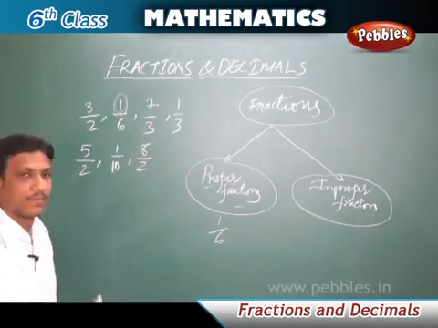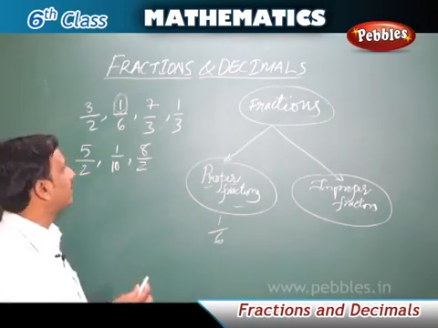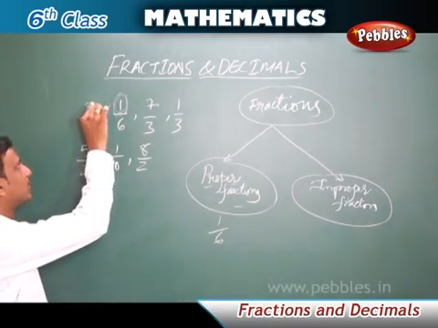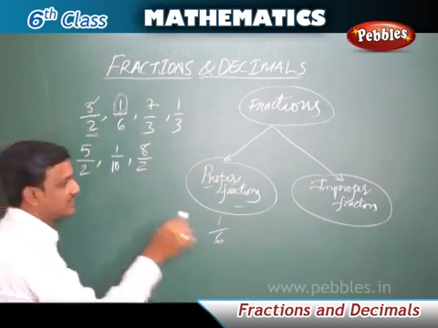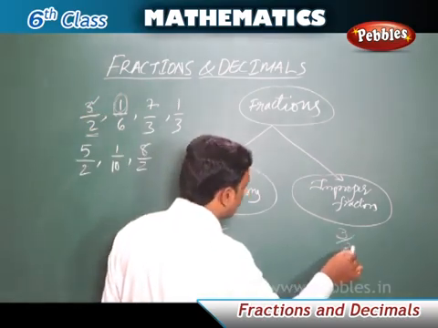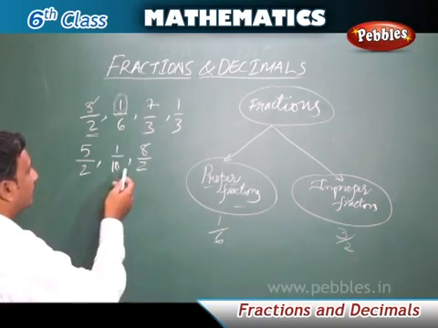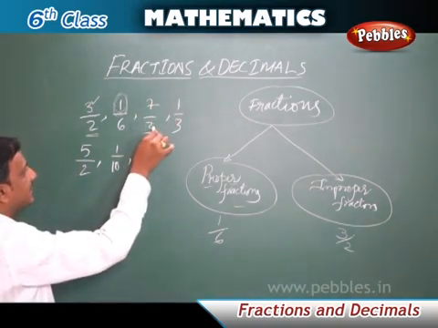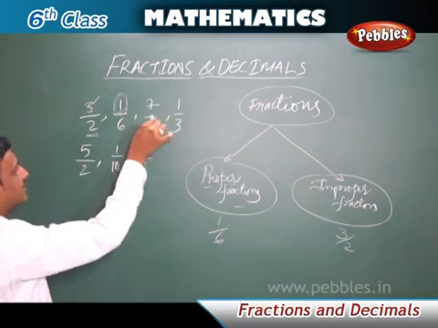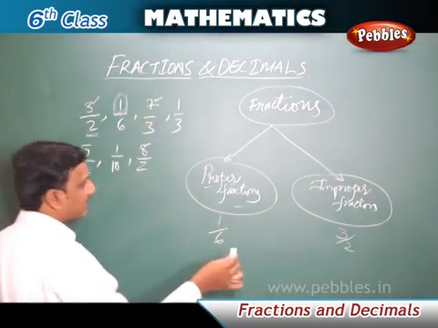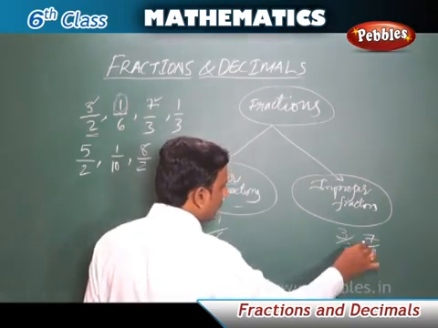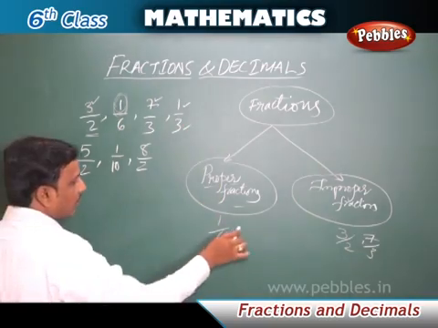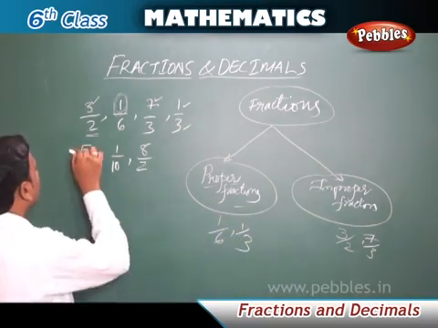Now what is an improper fraction? In improper fractions, the denominator is less than the numerator. So the numerator is having the higher value. 3/2 is an improper fraction. Now let us find out which are the proper fractions and which are improper. 7/3. The numerator 7 is the higher value and 7/3 is an improper fraction. And here 1/3. 1/3 is a proper fraction.